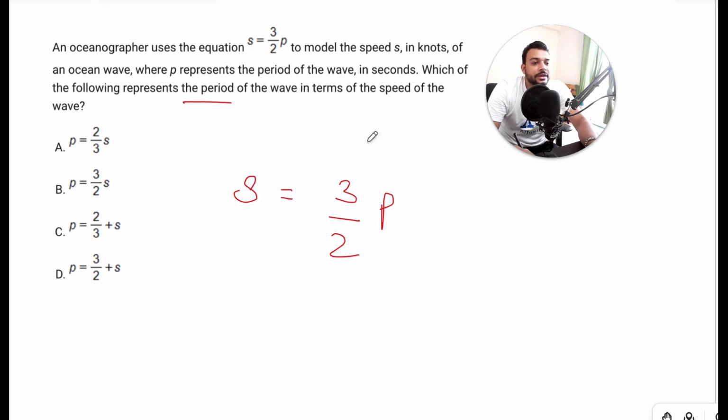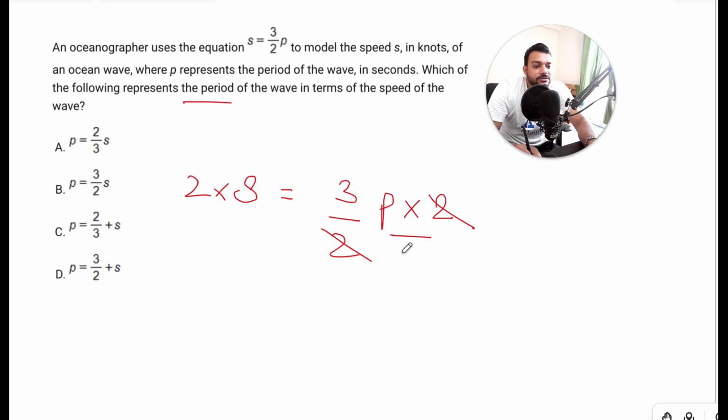So going the other way around, when we represent speed as a function of period, we put speed on one side, isolate it, and make the relation on the other side. To represent the period in terms of the speed, we'll isolate the period, isolate p. To do that, we'll get rid of this 3 by 2. How do we do that? We multiply both sides by 2, so the equation stays the same, but the 2's here get cancelled.